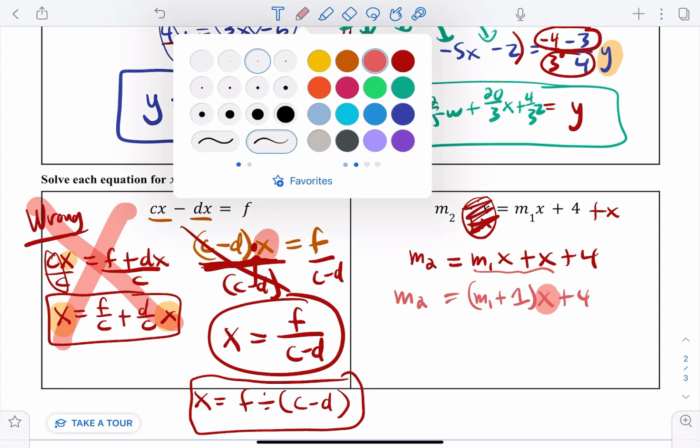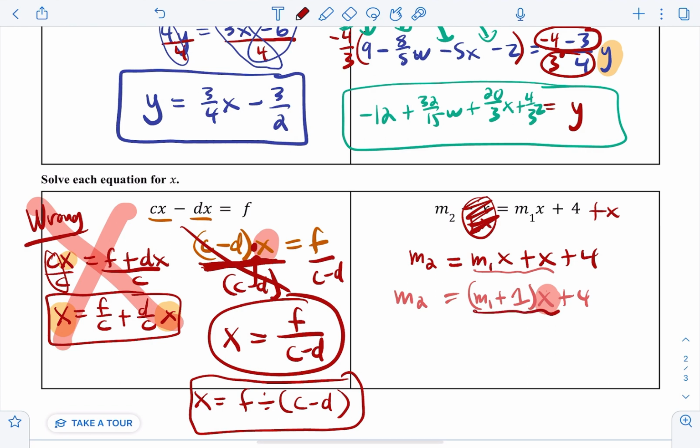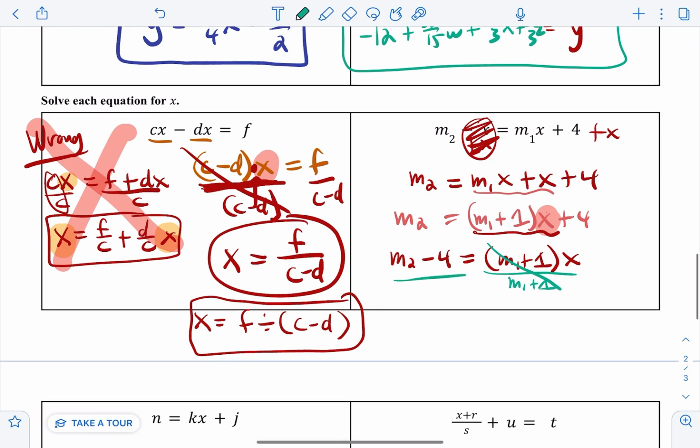So before we deal with anything there though, there's that plus 4 that we're going to have to cancel out first because it's a separate term. So you're going to have to subtract 4 on both sides, meaning then that you're going to get m sub 2 minus 4 is equal to the quantity of m sub 1 plus 1 there times the x. And then finally, you can divide by that quantity of m sub 1 plus 1 to cancel that out and get that x alone. And then, of course, do the same thing to the other side.